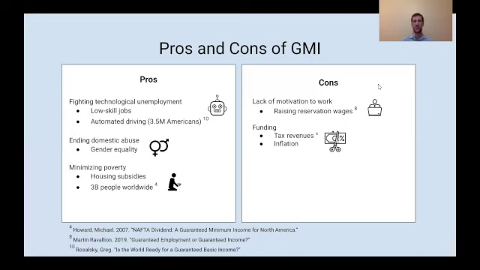Obviously, this is one of the main purposes that this program serves, and in theory would eliminate homelessness and minimize wealth inequality in the areas that it's implemented. So this is relevant all around the world, and a global GMI would ultimately provide income to more than 3 billion people living under the severe poverty line.